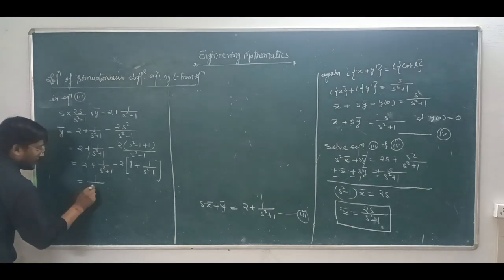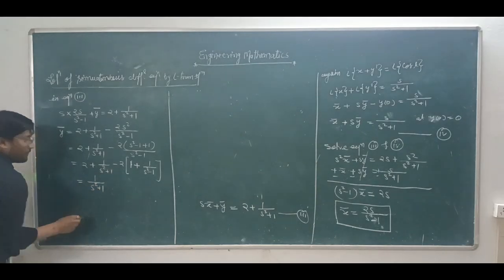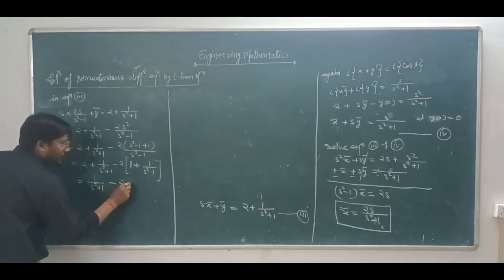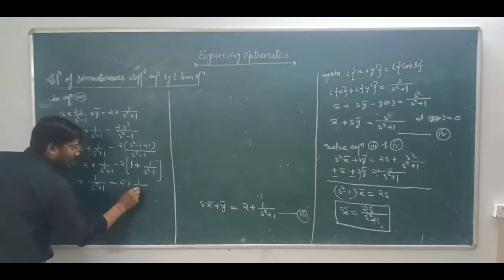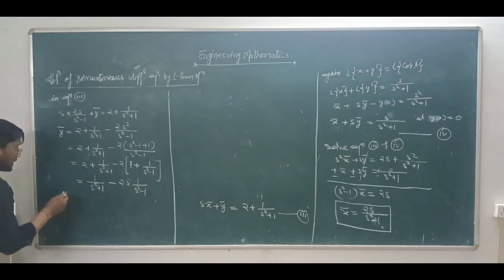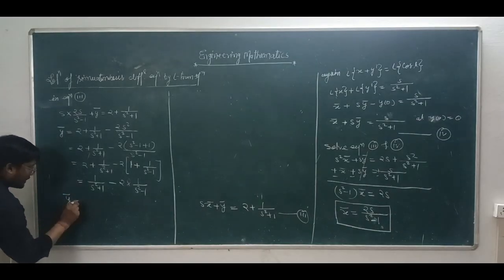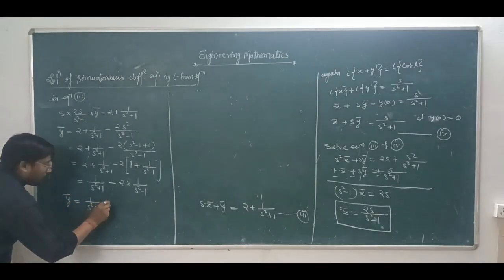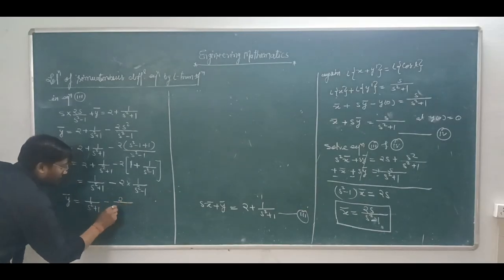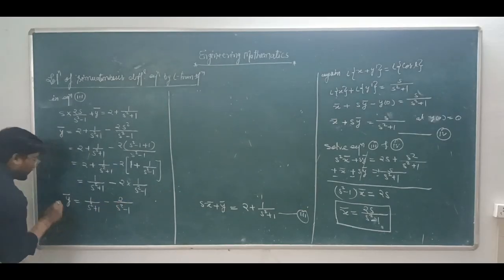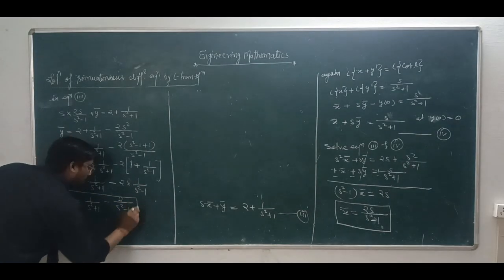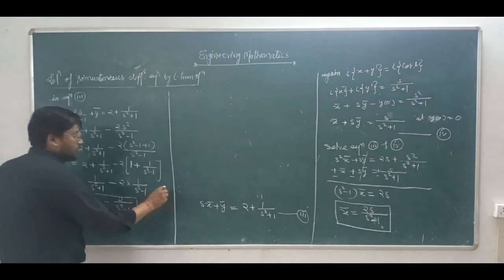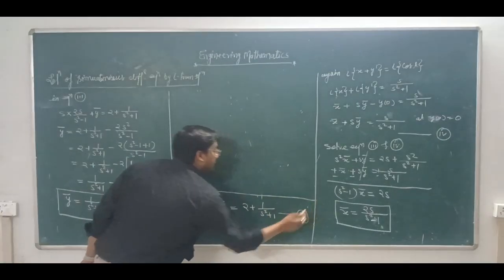1 upon s square plus 1 minus 2 into 1 upon s square minus 1. This means Laplace of y is equal to 1 upon s square plus 1 minus 2 upon s square minus 1. This is a Laplace of y. This is equation third.